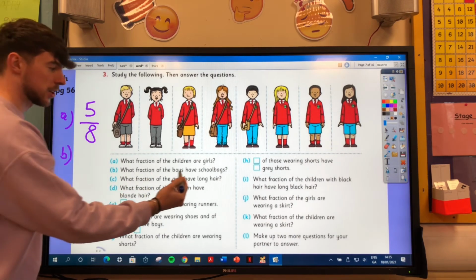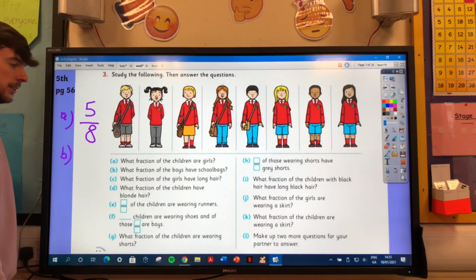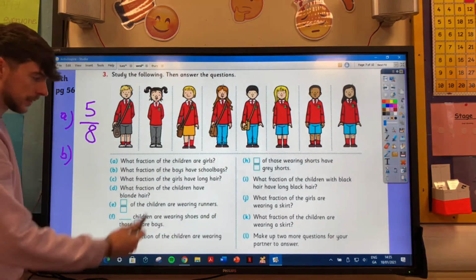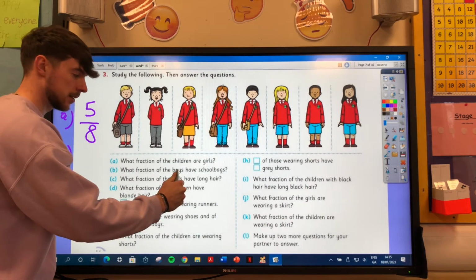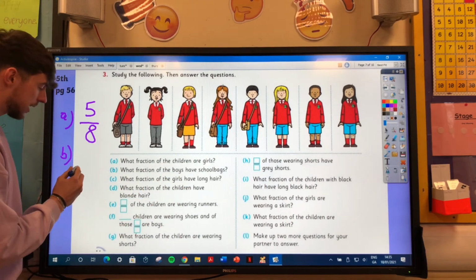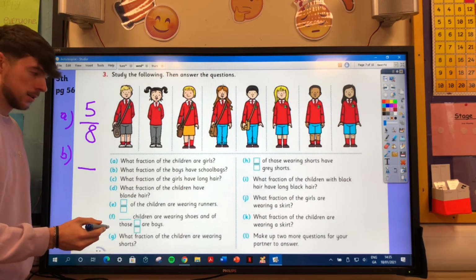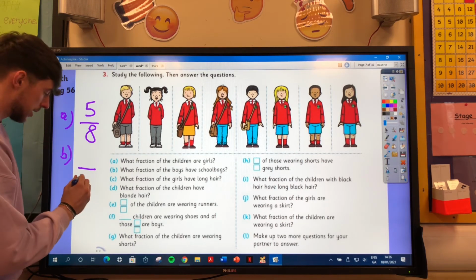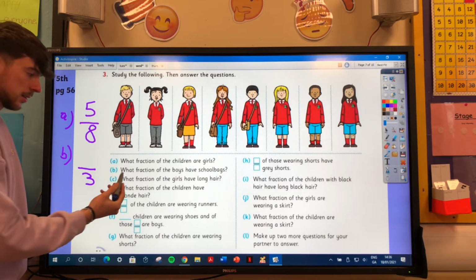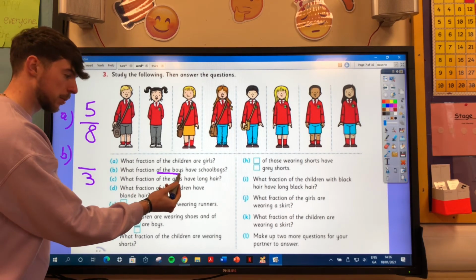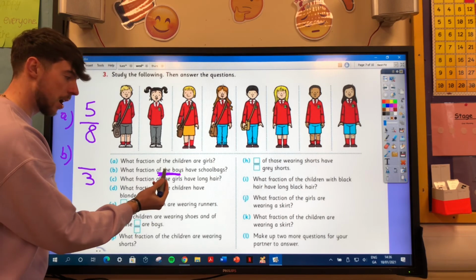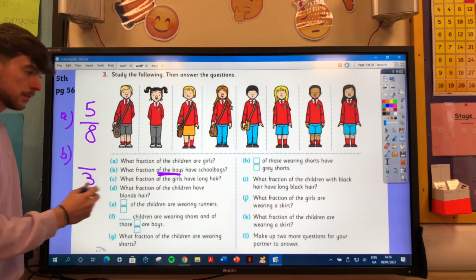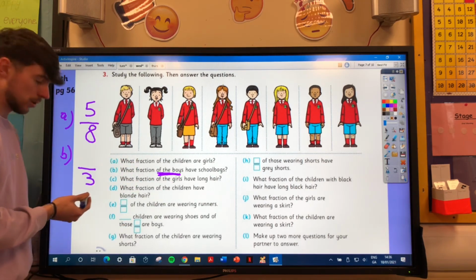And then next one is B. So what fraction of the boys have school bags? So here they ask you of the children. And now here they're asking you of the boys. So is it going to be over 8 this time? No, because how many boys are there? There's only 3 boys. So what fraction of the boys? So it's very important, the "of the" is very important. If it said of the children, it would be 8, but it says of the boys, so it's only 3.